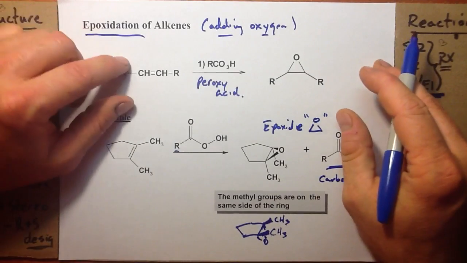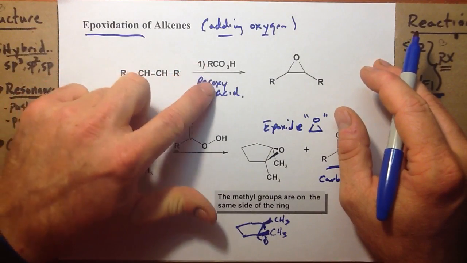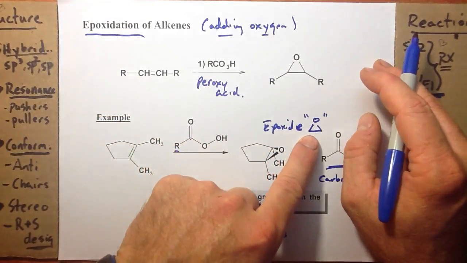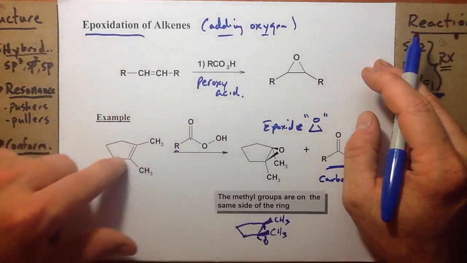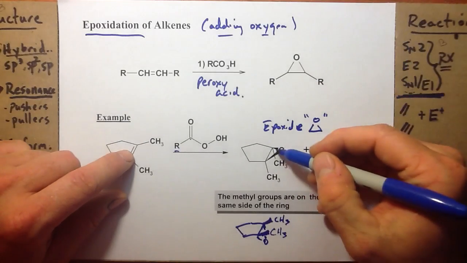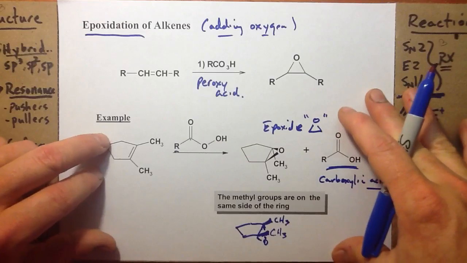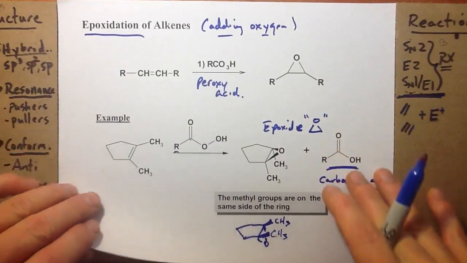So epoxidation of alkenes, remember, we have to look for this peroxy acid. If we see that, we think, oh, we make an epoxide, breaking the pi bond and making two carbon-oxygen sigma bonds to an oxygen to make an epoxide.